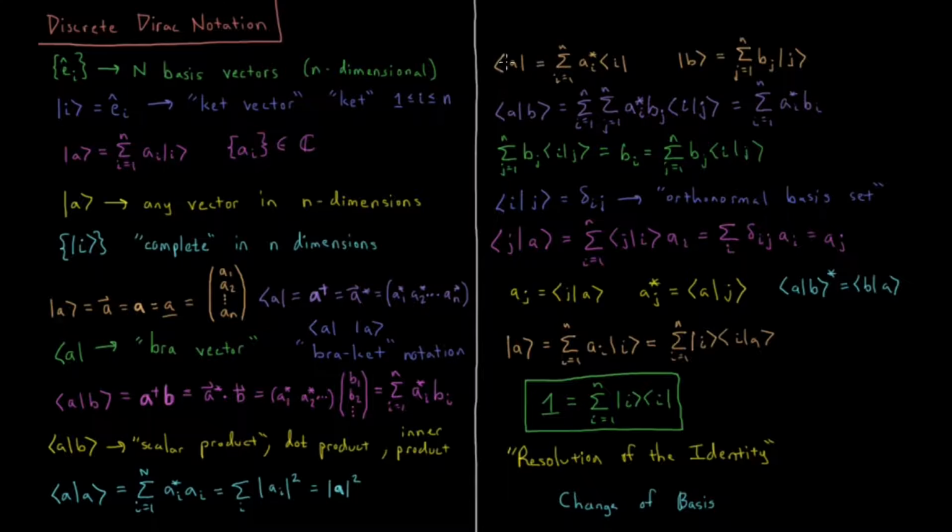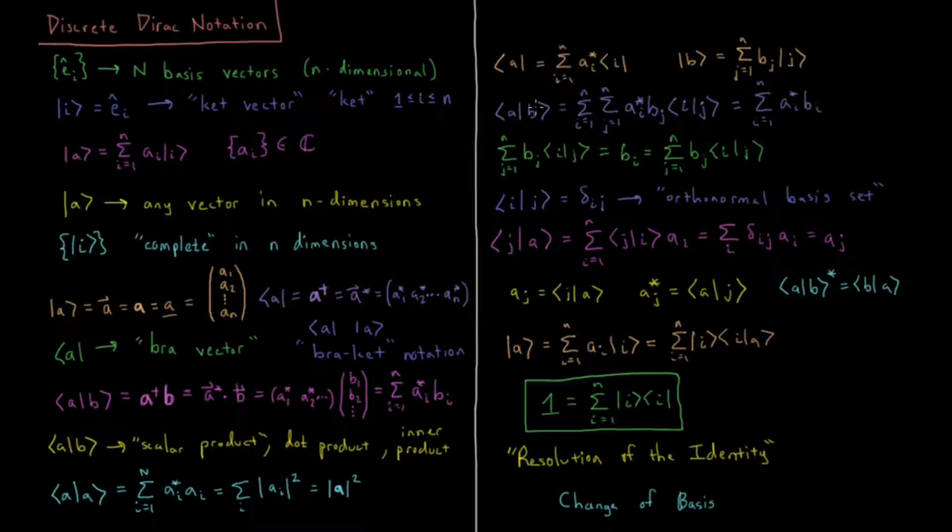Okay, so we can represent each bra and ket in its given basis of bracket vectors. So bra A is the sum from i equals 1 to n of A star i, bra i. Ket B is equal to the sum from j equals 1 to n of component B_j times ket j.